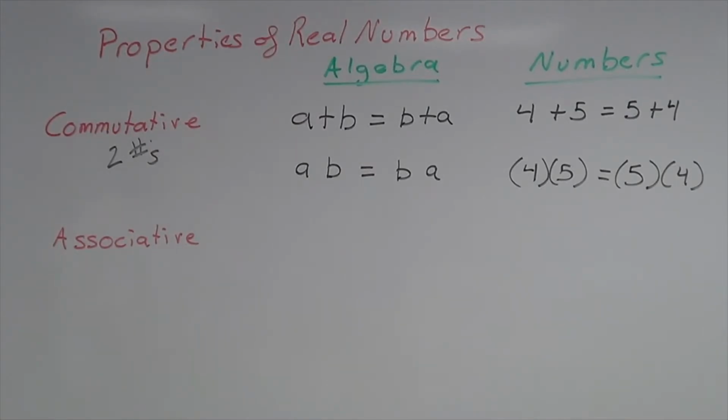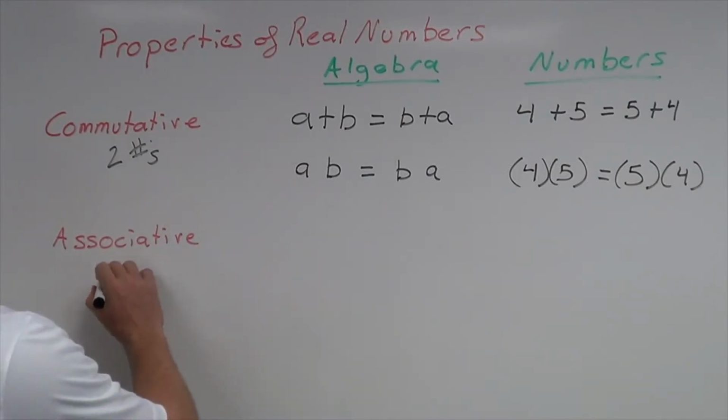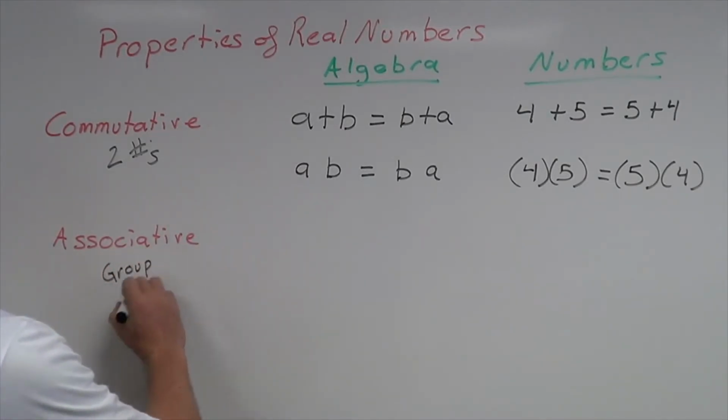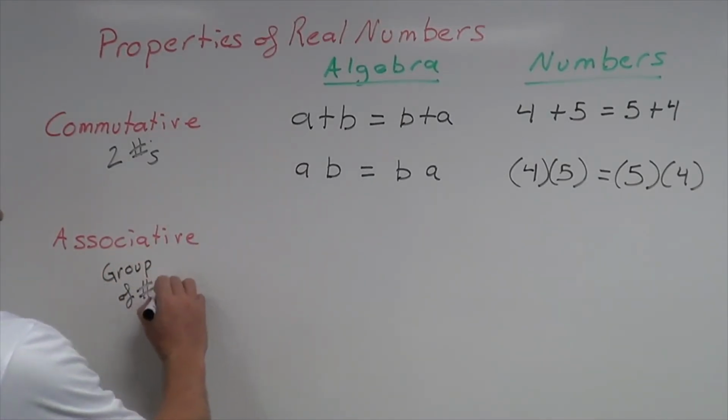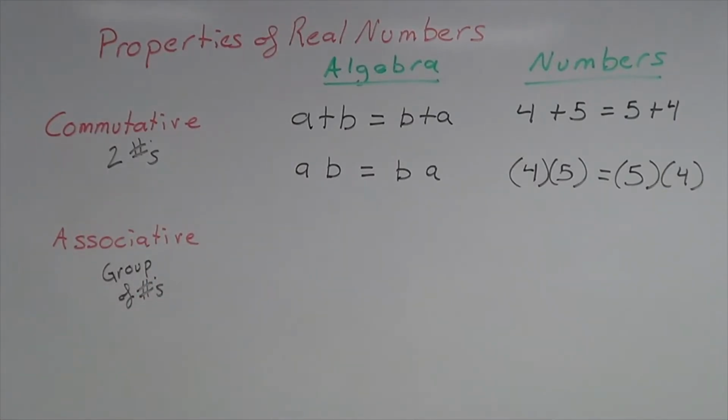As opposed to associative property, where we actually have groups of numbers, or a group of numbers. We'll call it a group. So that's actually the big difference between the two. Commutative property is how we look at two numbers, how we add or multiply two numbers. Associative property is how we add or multiply a group of numbers.